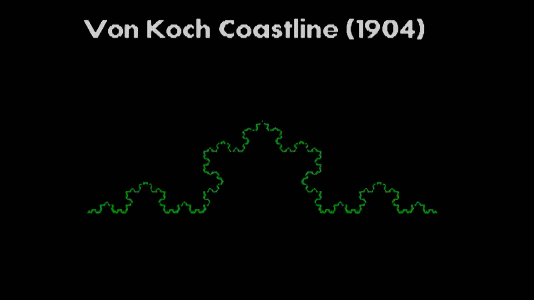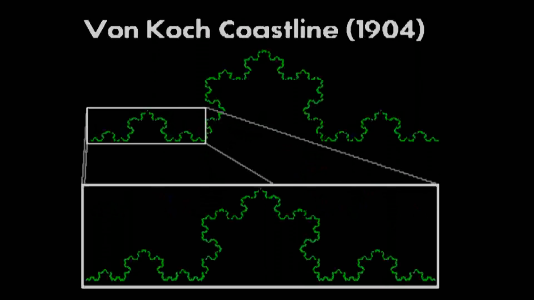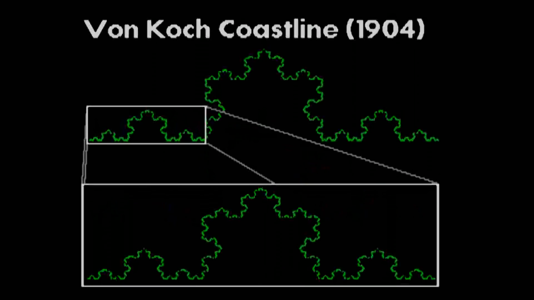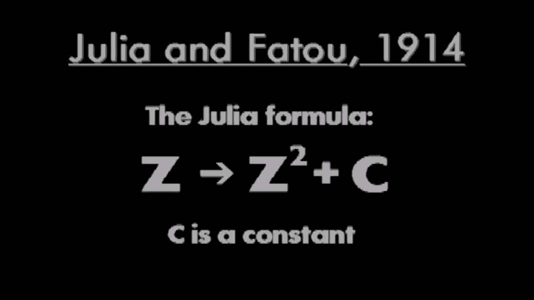By magnifying a small portion of the shape, we can see that it is identical to the whole shape. The result is put back through the formula several times: square it and add the constant to it again.